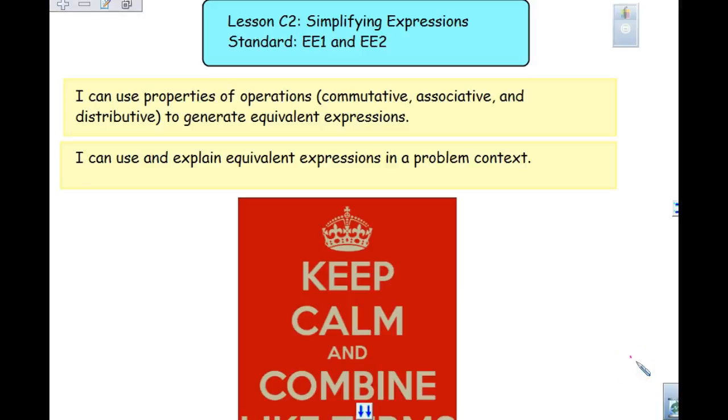We are continuing in your notes in lesson C2, which is called Simplifying Expressions. Abby, read the first I-can statement, will you? The rest of you, quiet, please.